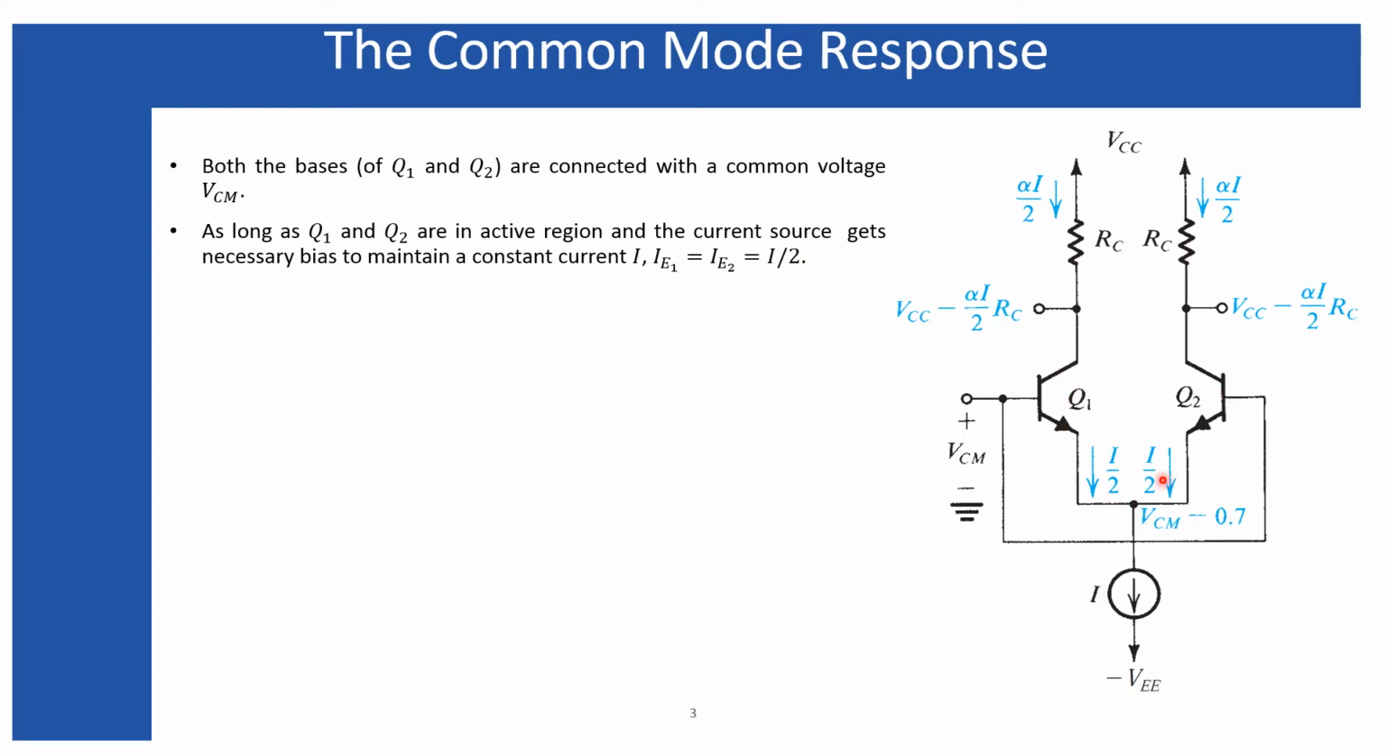So the emitter current for both of these transistors will be I divided by 2, and the corresponding collector current will be alpha times I divided by 2, because IC is equal to alpha times IE, we know.